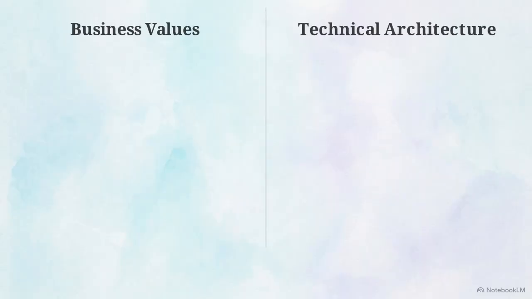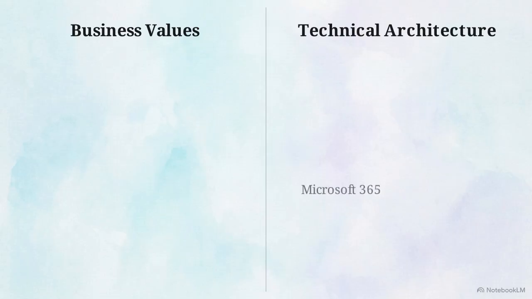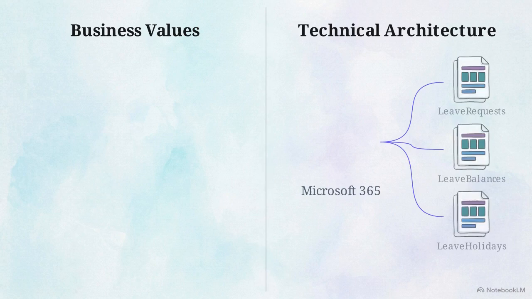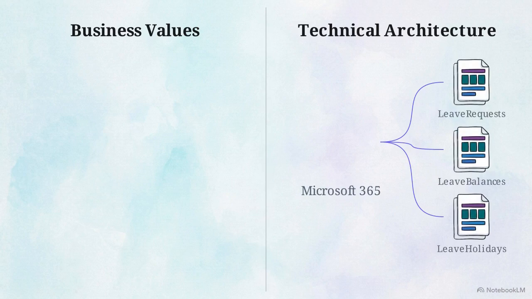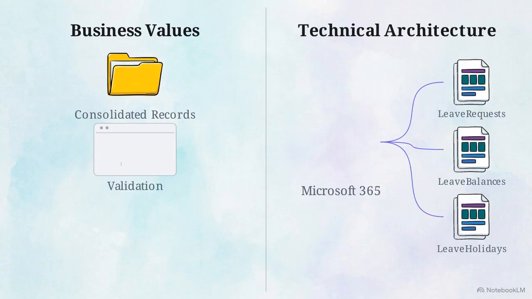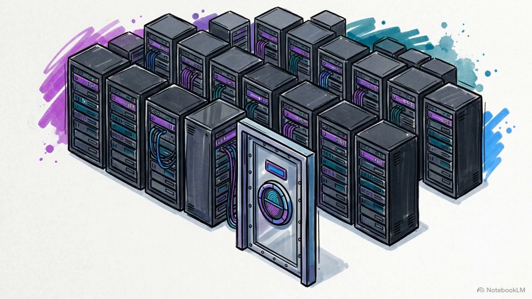This split-screen diagram outlines the operational container. On the right, the technical architecture features a standard Microsoft 365 license and 3 customized SharePoint lists for requests, balances, and holidays. On the left are the resulting business values, from consolidated records to accelerated approvals. Standardizing on this architecture maximizes existing cloud investments while establishing strict security boundaries around sensitive transactional data.